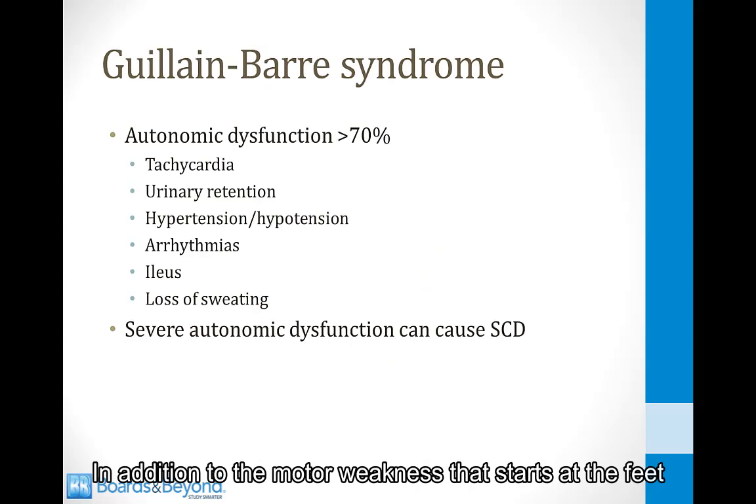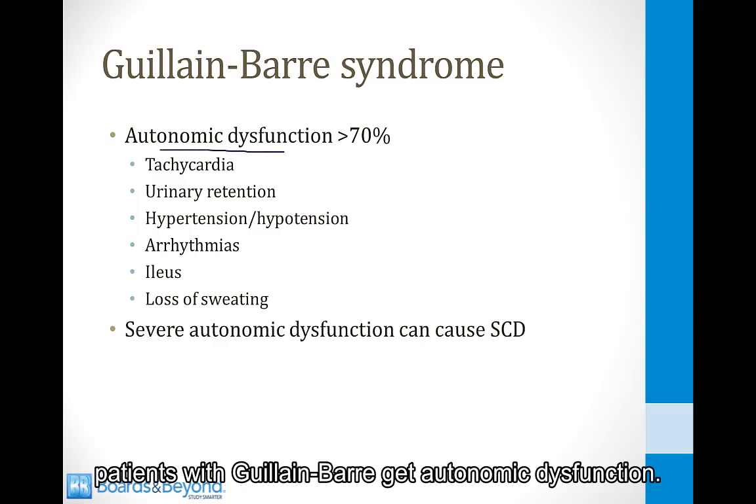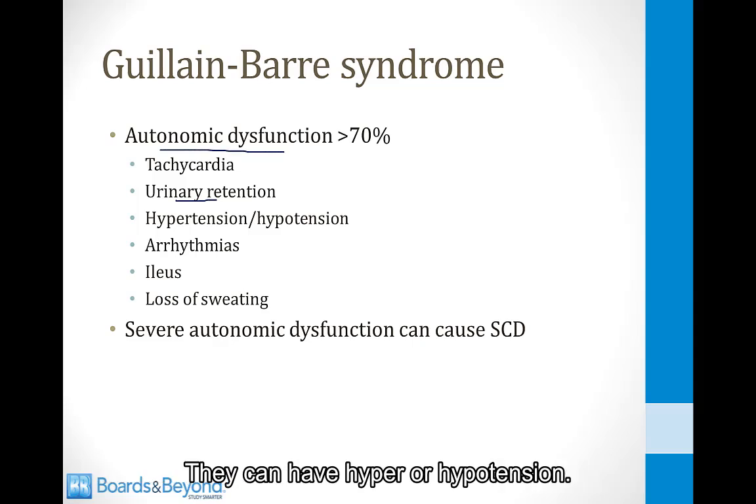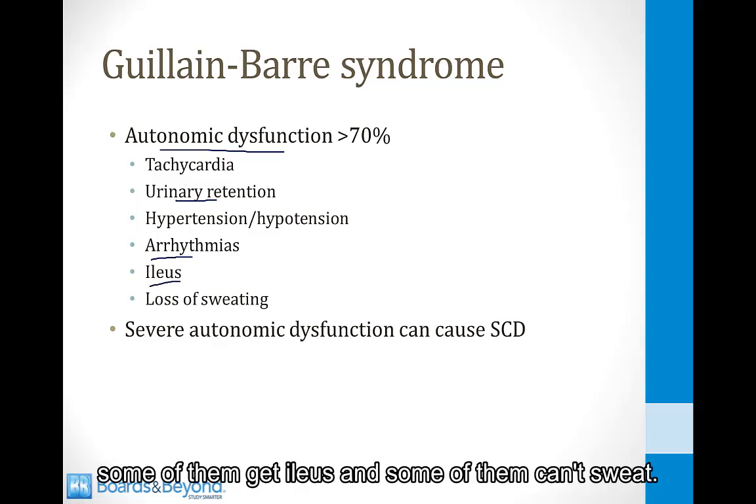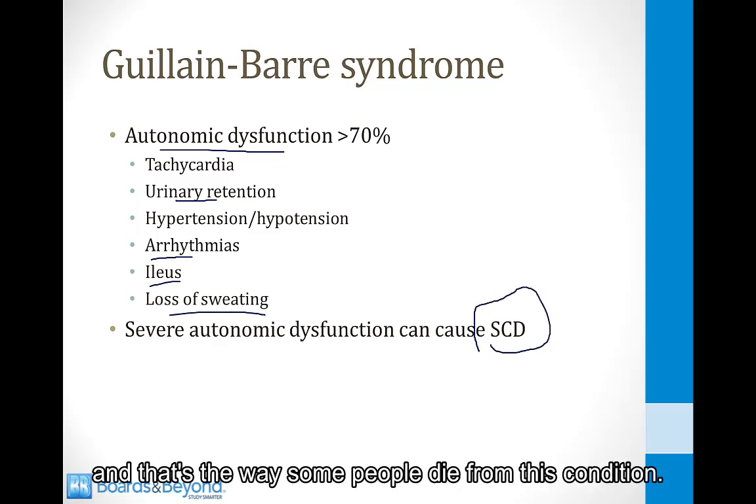In addition to the motor weakness that starts at the feet and works its way up, patients with Guillain-Barré get autonomic dysfunction, so they get tachycardic. They won't be able to urinate. They can have hyper or hypotension. Some of them get arrhythmias. Some of them get ileus, and some of them can't sweat. And severe autonomic dysfunction can cause sudden cardiac death, and that's the way some people die from this condition.